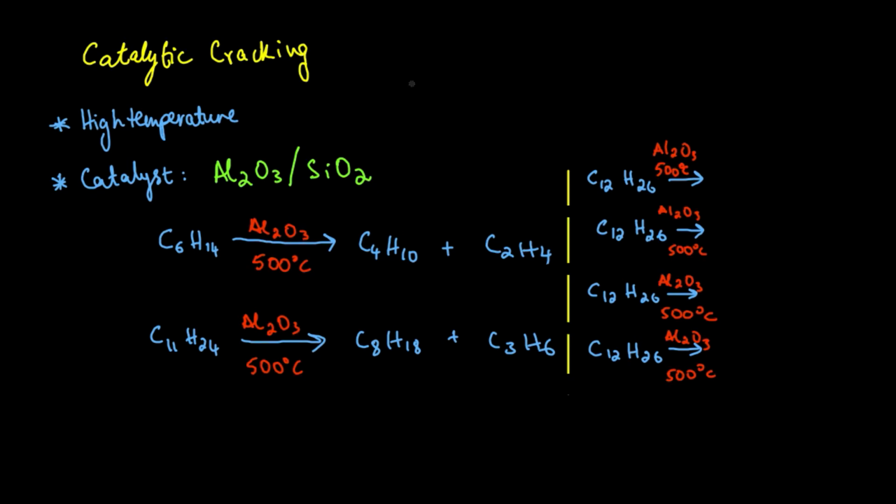Catalytic cracking has some conditions that are a prerequisite. The first is that it has to have high temperature. High temperature is a prerequisite. And then it also uses a catalyst, and the catalyst is either aluminium oxide, which has the formula Al2O3, or silicon dioxide, which is SiO2. Any of these catalysts can be used. There is no such preference in our syllabus, so you can use any of them.